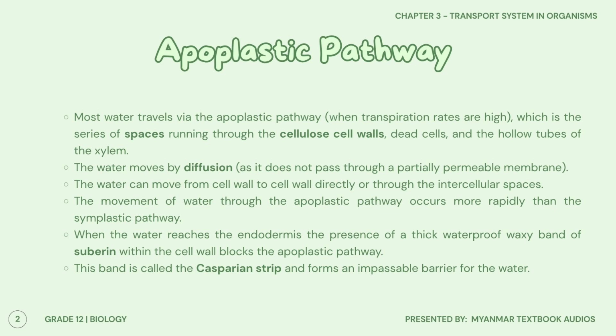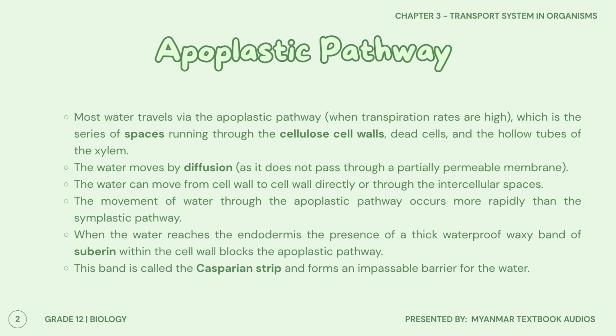Apoplastic pathway. Most water travels via the apoplastic pathway when transpiration rates are high, which is the series of spaces running through the cellulose cell walls, dead cells, and the hollow tubes of the xylem. The water moves by diffusion, as it does not pass through a partially permeable membrane. The water can move from cell wall to cell wall directly or through the intercellular spaces. The movement of water through the apoplastic pathway occurs more rapidly than the symplastic pathway.